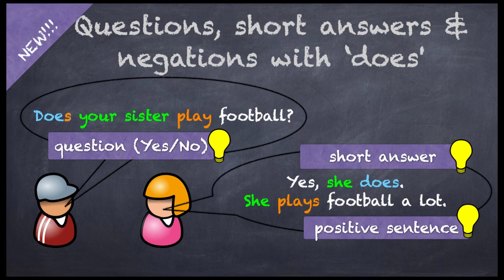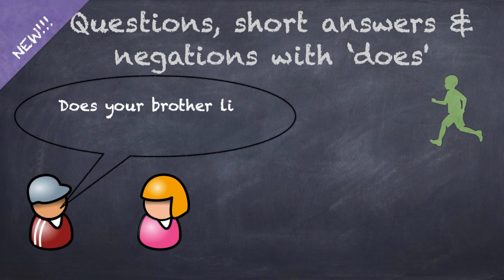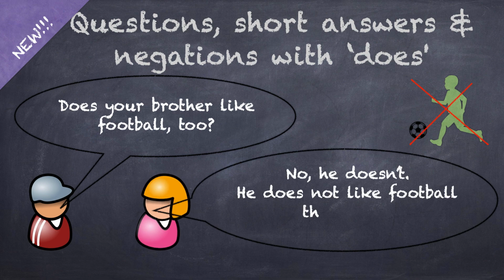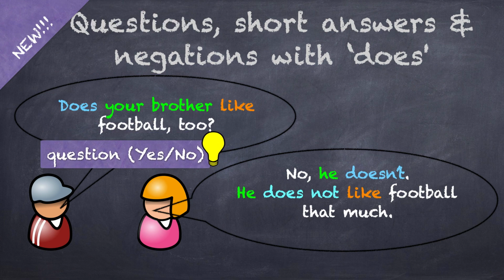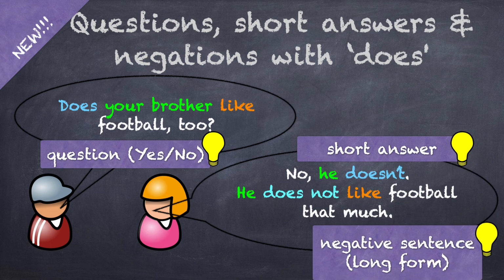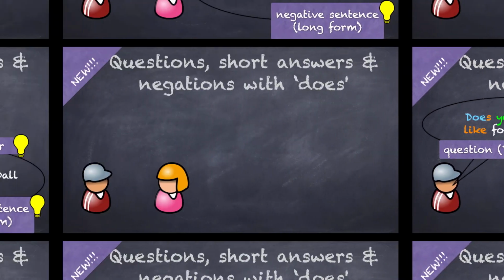Let's look at another example. Does your brother like football too? No, he doesn't. He does not like football that much. Here you can see another question, but also a short answer with a negative form and a negative sentence, this time with the long form. Don't forget that for the word he, you always need does or doesn't, not do or don't.